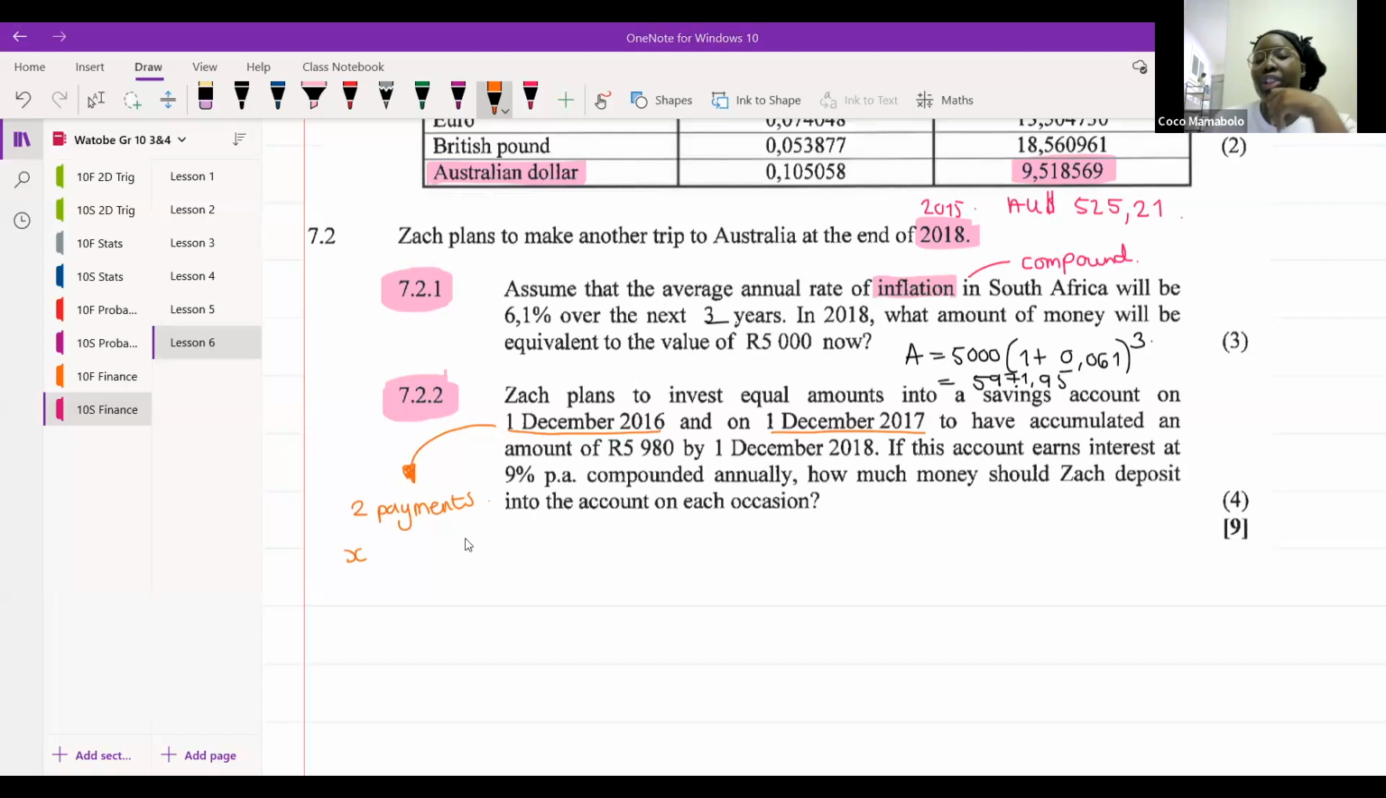It says here, he's going to deposit in 2016 and in 2017 to have accumulated an amount of 5,980 by the 1st of December 2018. So we're moving from 2016 to 2018. That is 2 years. So our N in this instance is going to be 2 years. But because each year something different is happening, the N for the first payment is going to be 1, and the N for the second payment is also going to be 1. Give me a thumbs up if what I'm saying makes sense.